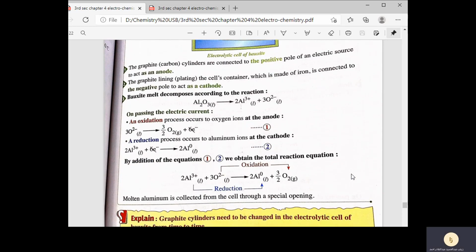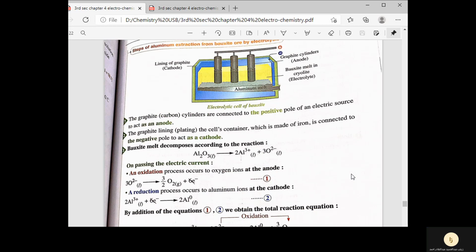السكشن بتاعت الألمنيوم احنا هنحط 3 حاجات، البوكسايت، الكريوليت، والفلوريد. واتفقنا إن الكربون رود act as the positive pole, graphite which lines the iron container acts as the negative pole.